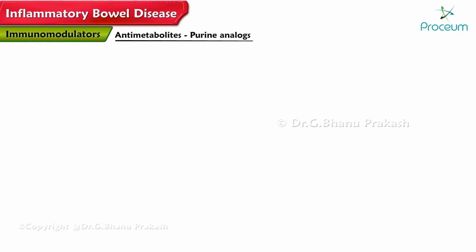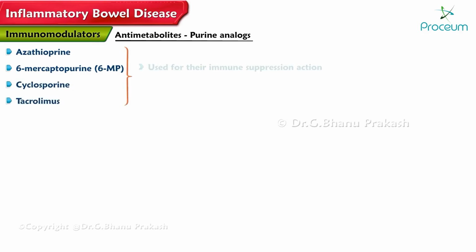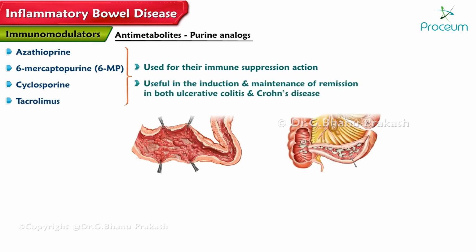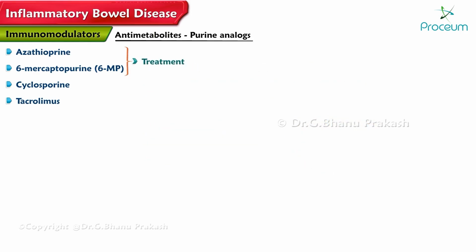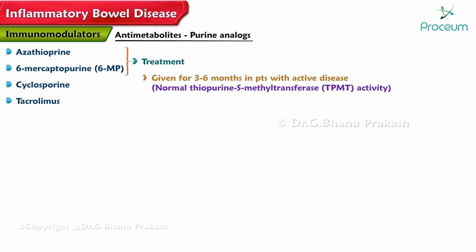Immunomodulators: antimetabolites, purine analogs, azathioprine and 6-mercaptopurine (6-MP), cyclosporin, and tacrolimus are used for their immune suppression action. They are useful in the induction and maintenance of remission in both ulcerative colitis and Crohn's disease. Treatment with azathioprine and 6-mercaptopurine given for 3 to 6 months in patients with active disease and normal thiopurine S-methyltransferase activity shows 50 to 60% of them achieving remission, while 80% of the patients maintain remission.